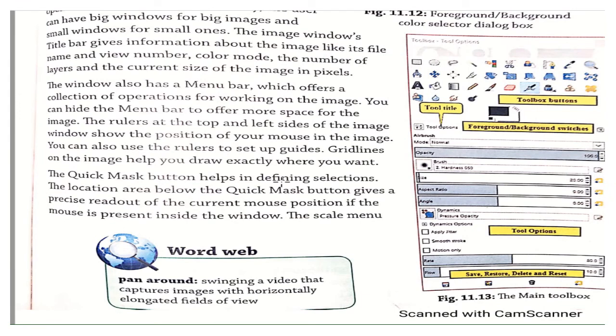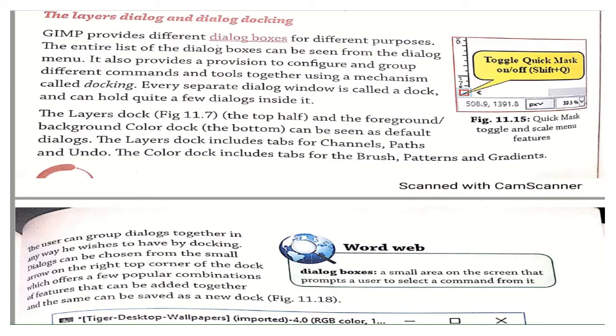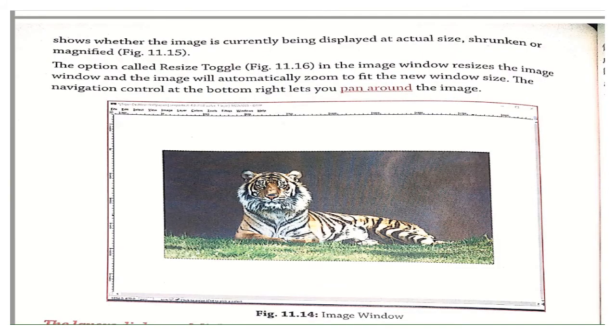Now, next is the quick mark button. What is the quick mark button? The quick mark button helps in defining the selection or the location area below. It gives a precise readout of the current mouse position if the mouse is present inside the window.